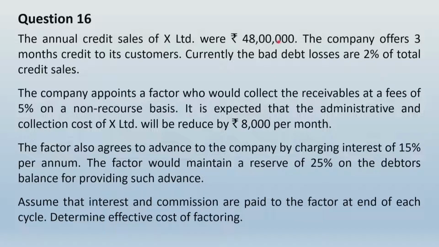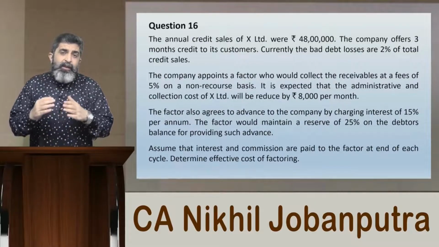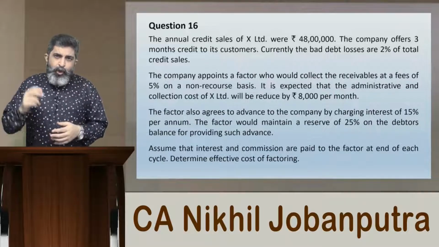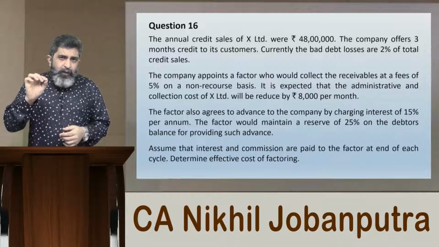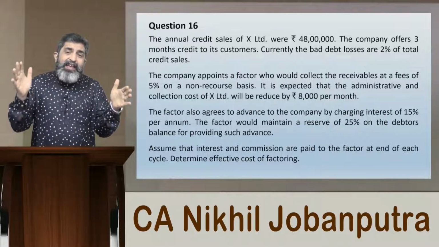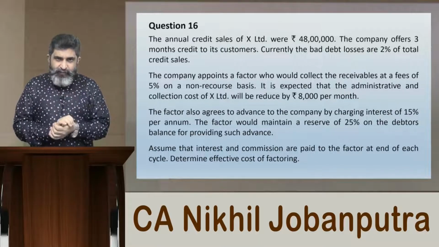If the credit period is 3 months, that means in one entire year of 12 months, there will be how many cycles of collection? There will be 12 divided by 3, that will be 4 different cycles of collection. We call this as 4 different factoring cycles within 1 year. So what will happen? If the calculation goes for the entire year, the sale is 48 lakhs, but for each cycle the sale will be 12 lakhs.